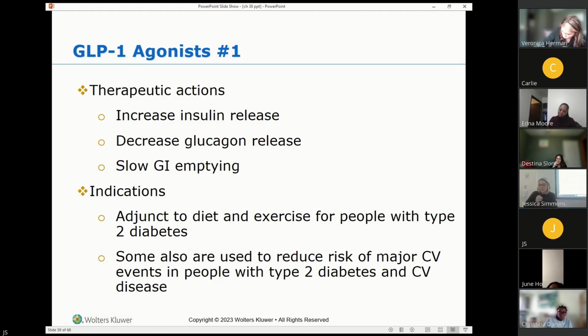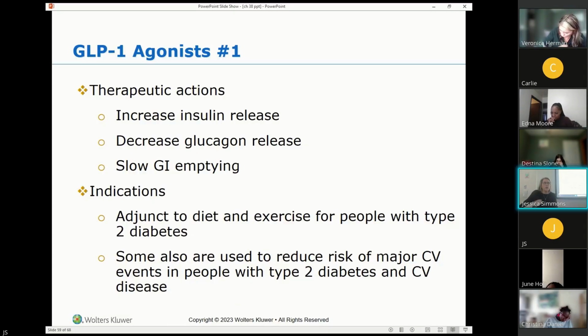I don't remember the name. Oh, what is it? Zepbound. Oh, that's the weight loss one. Wegovy. Yes, Wegovy. Okay, so these increase insulin release, they decrease glucagon release, and they slow GI emptying.